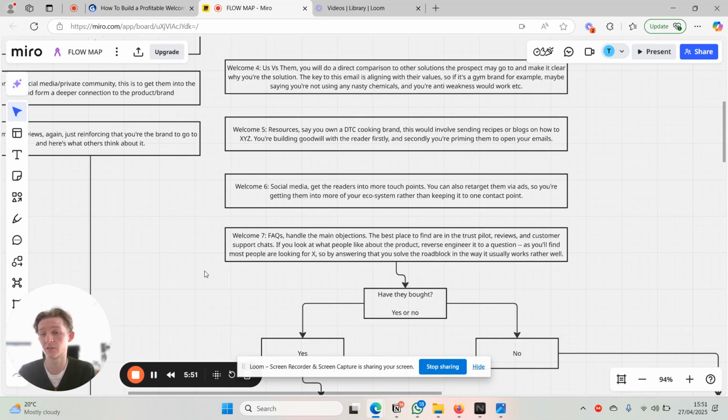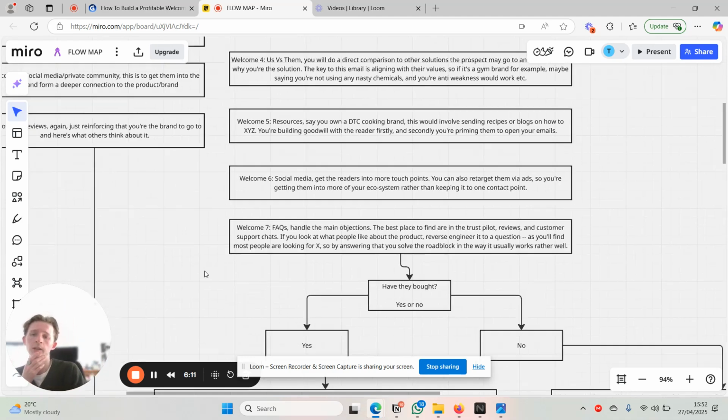Welcome 6 is for social media. So you want to direct your readers, or a private community if you have one, to social media or this place for more touch points. So if you're sending 3 emails a week, but you're also posting 7 times a week, the likelihood of them encountering some of your content is high, so you're always top of mind.